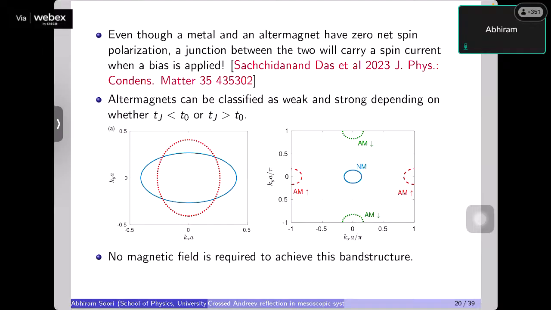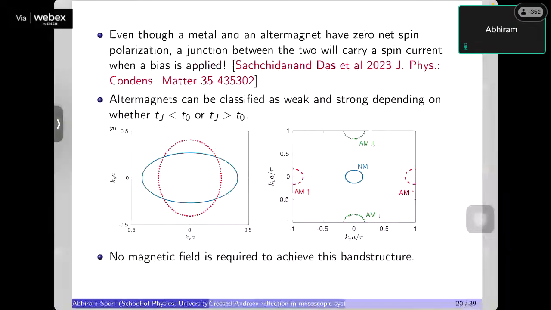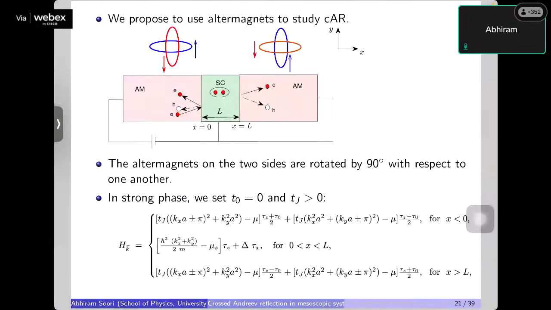The interesting point here is that neither of the two materials is spin polarized, but still there is a spin-polarized current. That is an interesting property of altermagnets. Whenever you pass a current through an altermagnet, it is accompanied by a spin-polarized current. The reference for this is here. Let us go to the next thing, which is the important point for this talk.